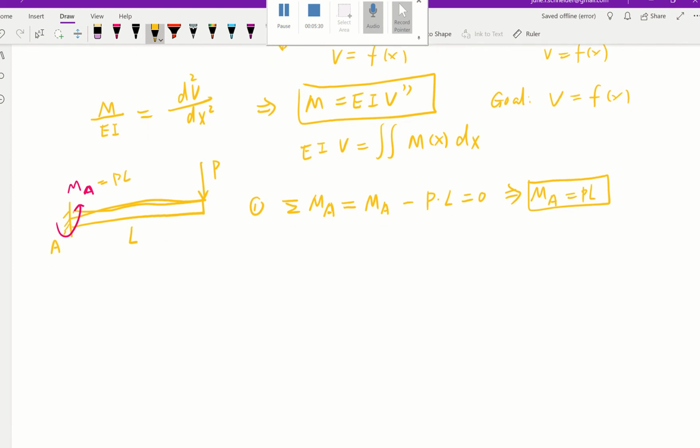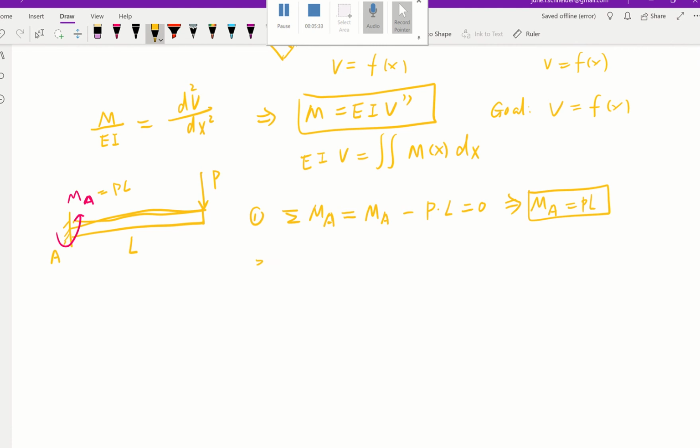Now what we're going to do is find M, internal bending moment. Because in order to find our V, you have to integrate this internal bending moment. So we need to find the internal bending moment as a function of X. And that's how we're going to use analytical approach, using internal bending to figure it out. So we're going to make a cut anywhere. So when we make a cut, we're going to draw our new FBD.